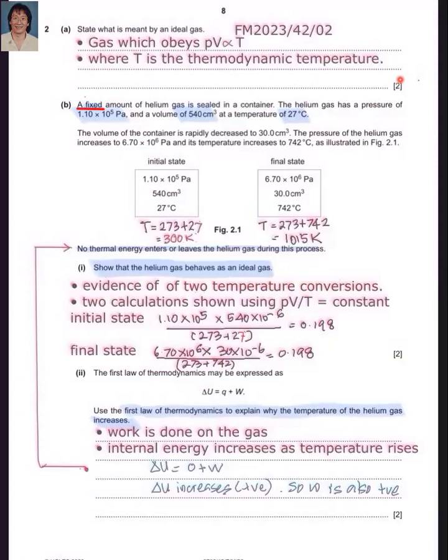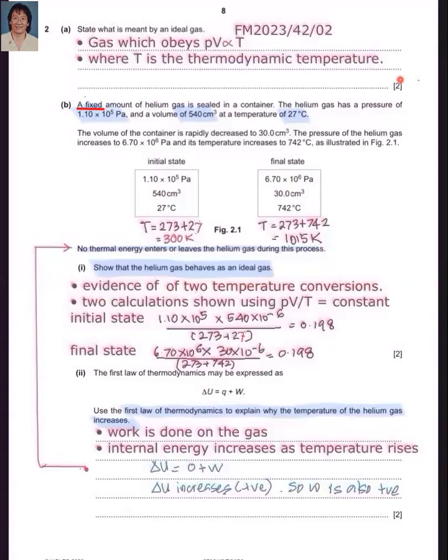Part B: a fixed quantity of helium gas is sealed in a container. The helium gas has a pressure of 1.10 times 10 to the power 5 Pascal and a volume of 540 centimeter cube at a temperature of 27 degrees Celsius. The volume of the container is rapidly decreased to 30 centimeter cube. The pressure of the helium gas increases to 6.7 times 10 to the power 6 Pascal and its temperature increases to 742 degrees Celsius, as illustrated in figure 2.1.